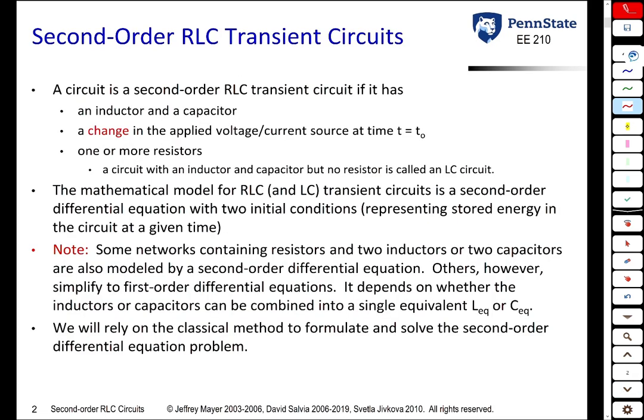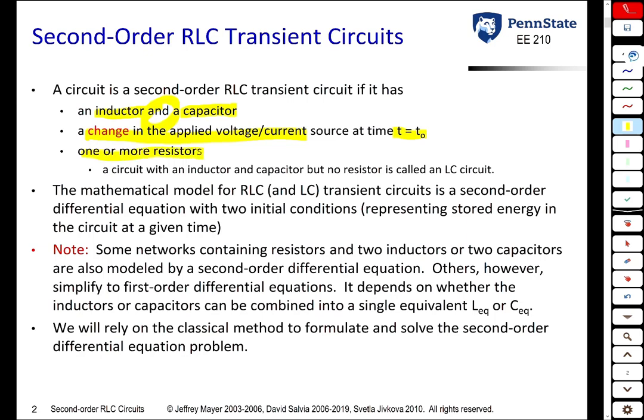Okay, so first off, what makes up a second-order transient RLC circuit? Well, the first thing you need is both an inductor and a capacitor. So a big difference from the first-order case. Then, just like the first-order case, you need a change in the circuit at time t0. You need to either change the value of a voltage source, add a voltage source, remove a voltage source, add a resistor, remove a resistor, something to change the circuit at time t0. The final thing you need is one or more resistors.